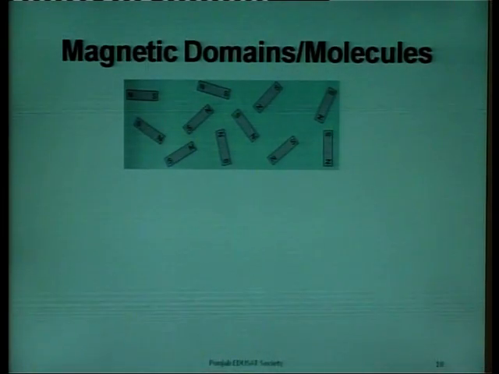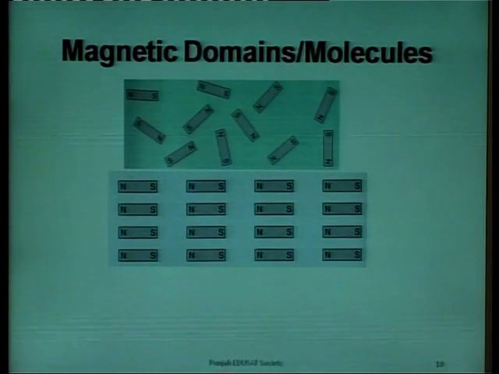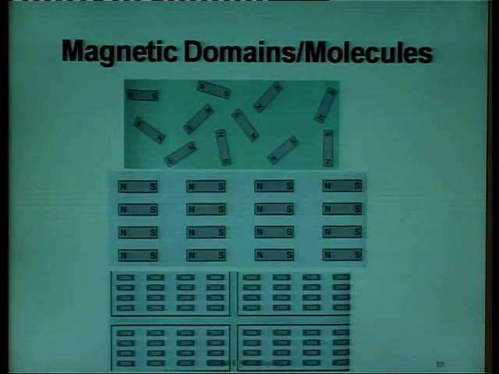Now we are having the magnetic domains or molecules. First, we are shown the magnetic domains or the molecules of a ferromagnetic material which is not subjected to magnetization, it is in the real state. Then if we magnetize the magnet, it will be in this position, and this is the third position of the magnetic domains.